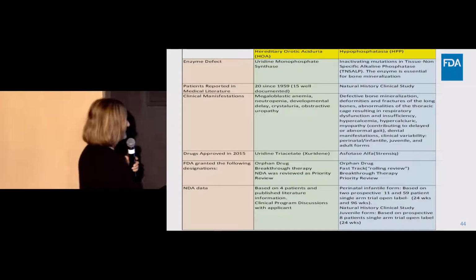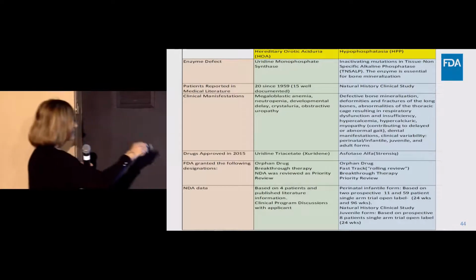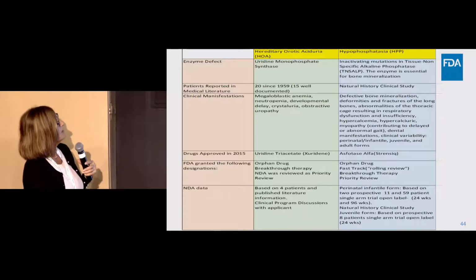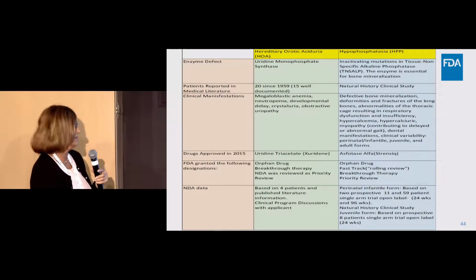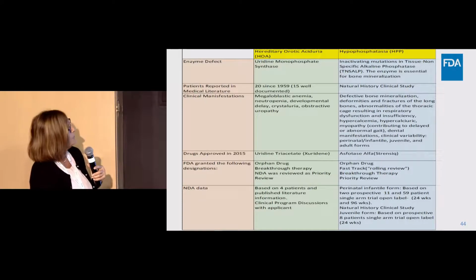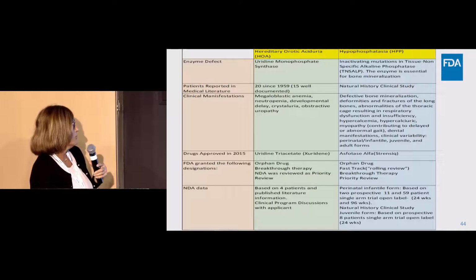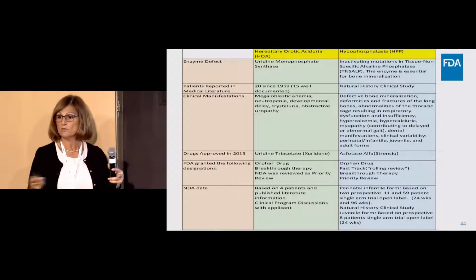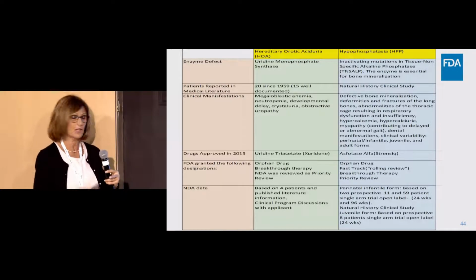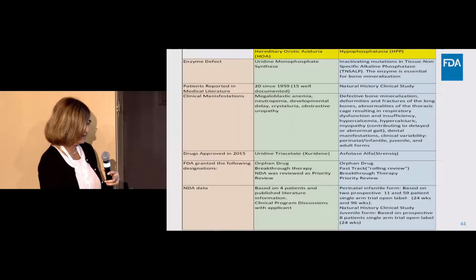But the most important part, showing the flexibility, I want to show you that's for the new drug application data. For HOA, it was based on 4 patients and published literature information. And there were a lot of discussions between the clinical reviewers at FDA and the applicant. And for hypophosphatasia, there were 2 prospective single-arm trials, and they were open label. They weren't even blinded. So that shows the flexibility and how the FDA really would like to help, based on regulations, because we cannot act without basing our discussions and drug approval decisions on the regulations.